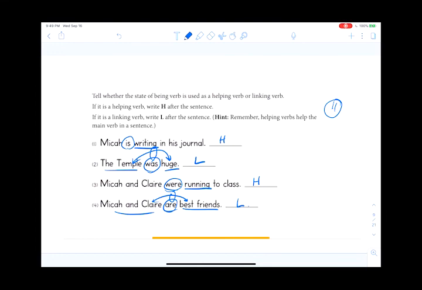Remember, the state of being verbs are is, am, are, was, were, be, been, being. Write a sentence using a state of being verb as a helping verb. Then write a sentence using a state of being verb as a linking verb. Pause this video and finish the exercise.